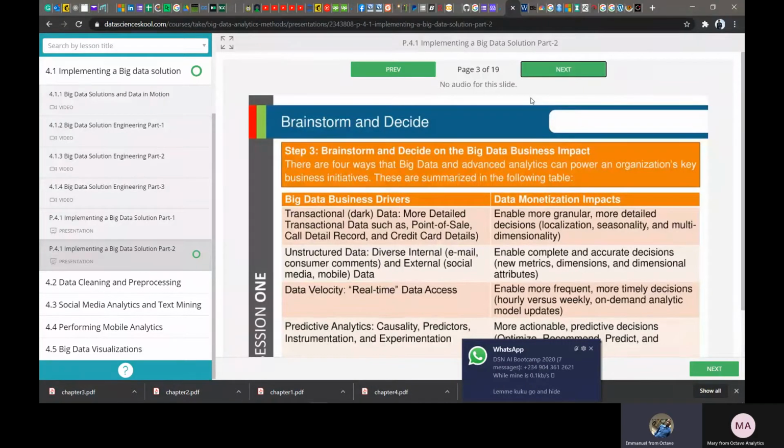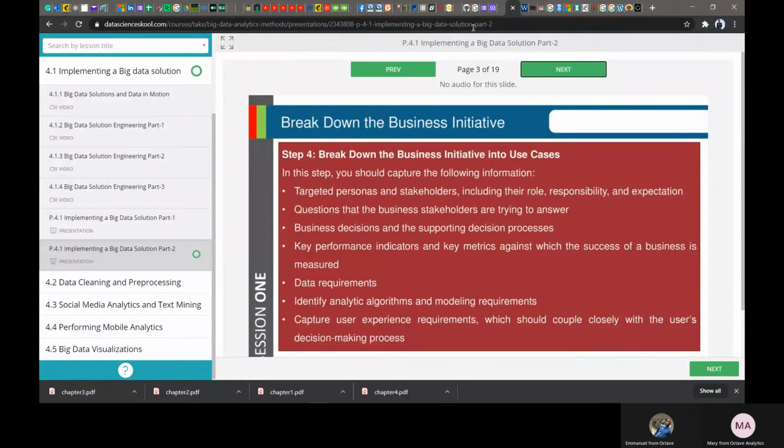Going back to step four, that's after you brainstorm and decide, break down the business initiative into use cases. So in this step, we should capture the following information: targeted personnel and stakeholders, including their role, responsibility, and expectation. Questions that the business stakeholders are trying to answer. So what are their problems? Because everybody has questions that need to be answered. So what are the questions?